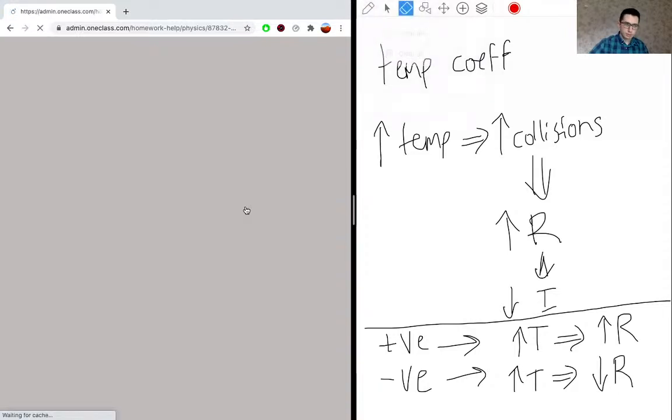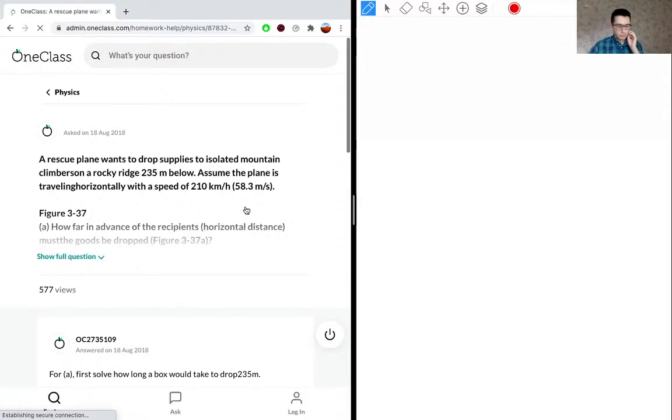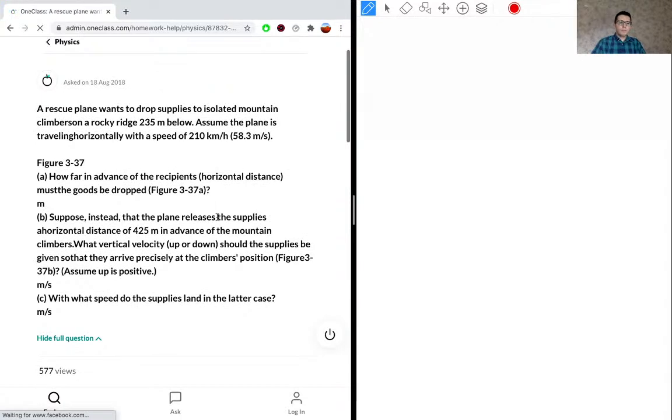So we'll clear this and go to the next question. Okay, so let's read this next question. A rescue plane wants to drop supplies to an isolated mountain climber, a rocky ridge 235 meters below. So we're in a plane and we're trying to send supplies to someone 235 meters below. Assume the plane is traveling horizontally with a speed of 210 kilometers per hour or 58.3 meters per second.